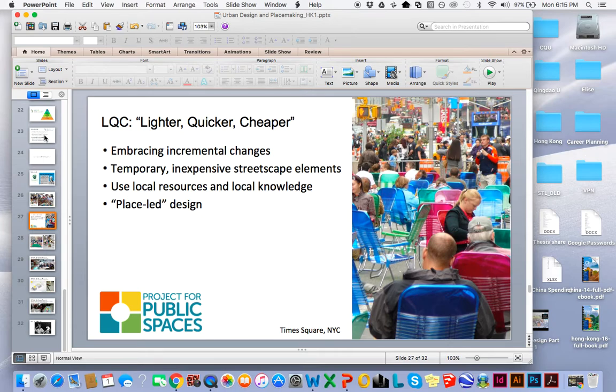The Project for Public Spaces has also developed an ethos or motto called Lighter, Quicker, Cheaper, LQC. And the goal of this is to use inexpensive, incremental interventions, such as these very light, temporary, disposable chairs that you see in this image of Times Square, New York City, to push forward faster than might otherwise happen local citizens' vision for an area.